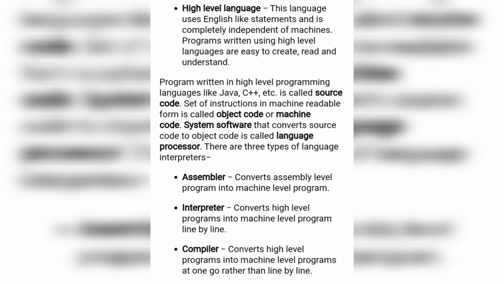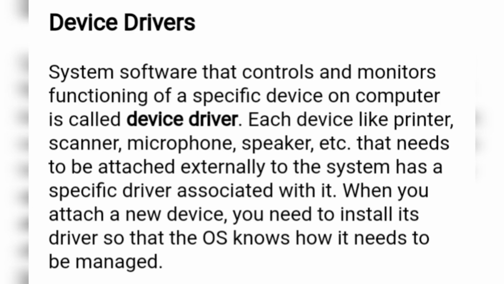System software that converts source code to object code is called a language processor. There are three types of language processors: assembler converts assembly-level program into machine-level program. Interpreter converts high-level programs into machine-level program line by line. Compiler converts high-level programs into machine-level programs at one go rather than line by line.